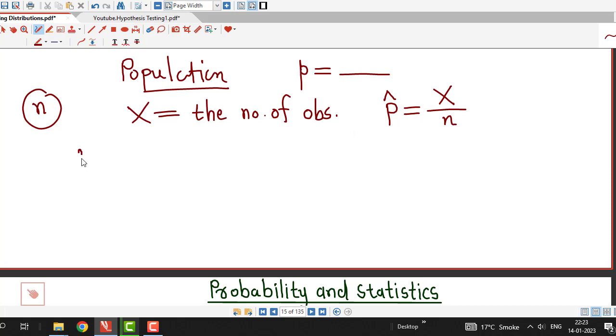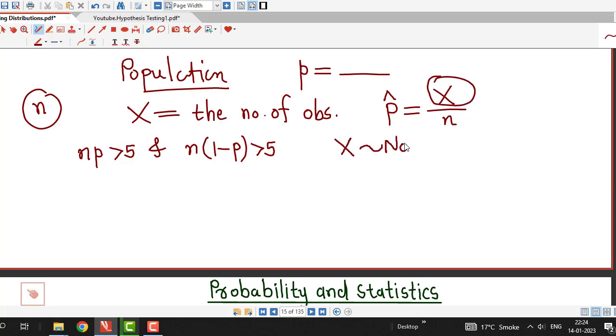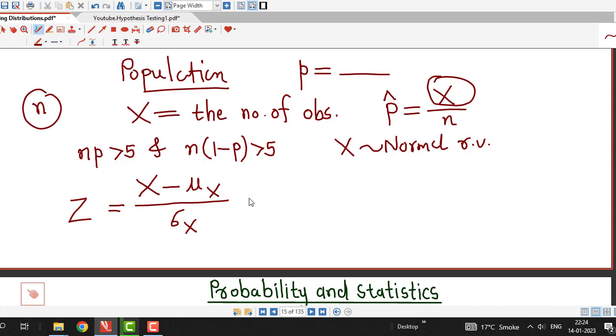And we have seen in the previous lecture that if these two conditions are satisfied, n times p is greater than 5 and n times 1 minus p is greater than 5, then this capital X is approximately a normal random variable, and therefore we can say that capital X minus mean of capital X, divided by standard deviation of capital X, is a standard normal random variable.